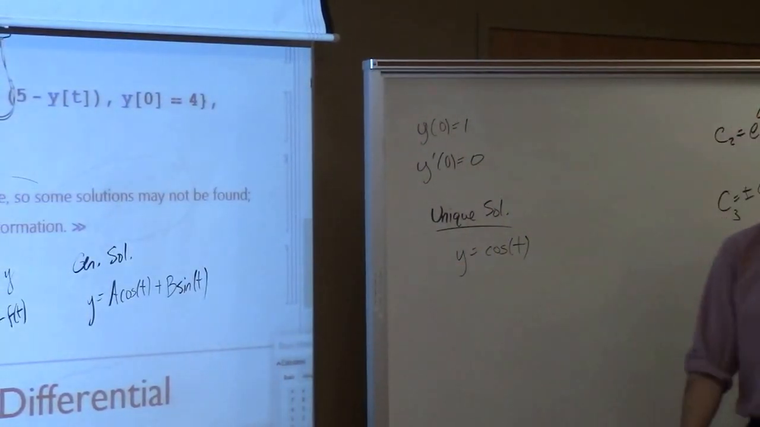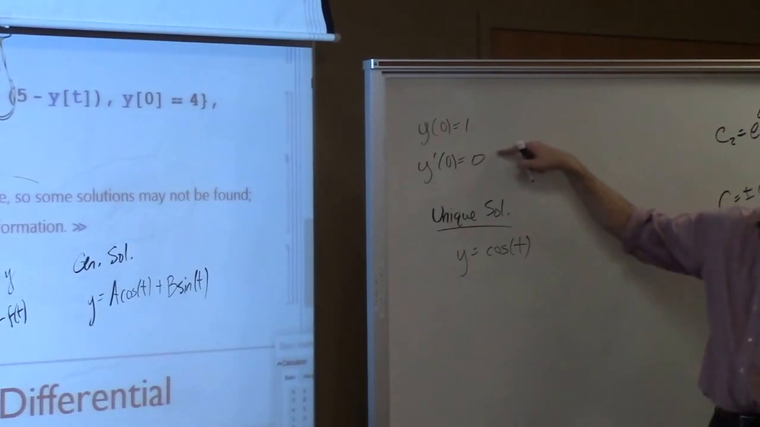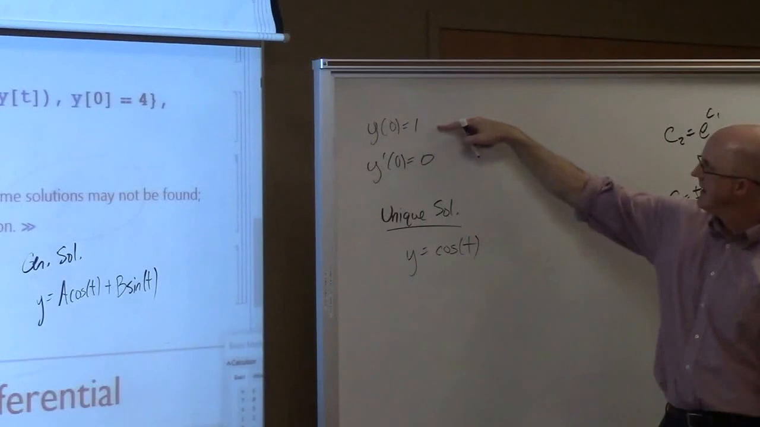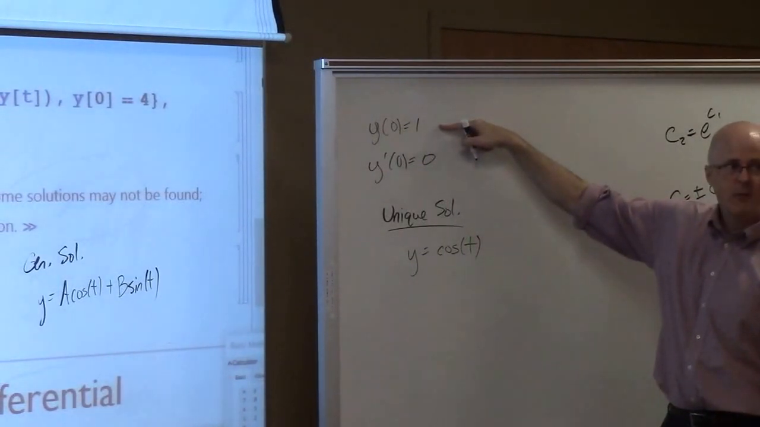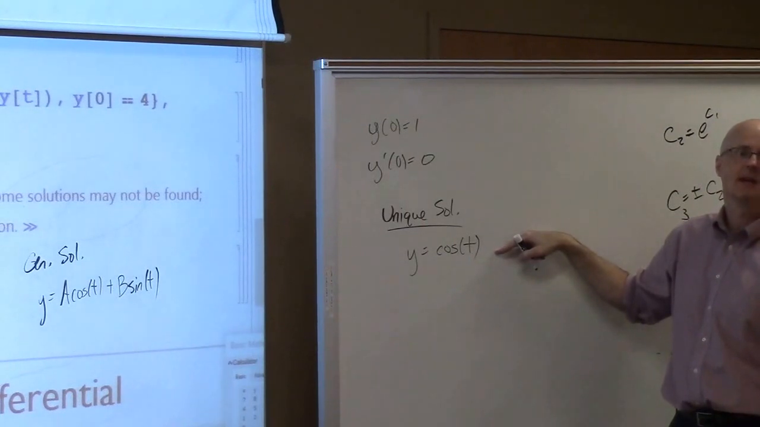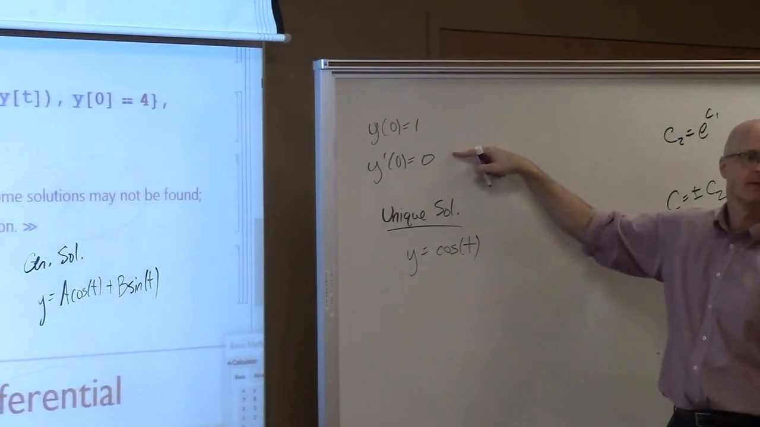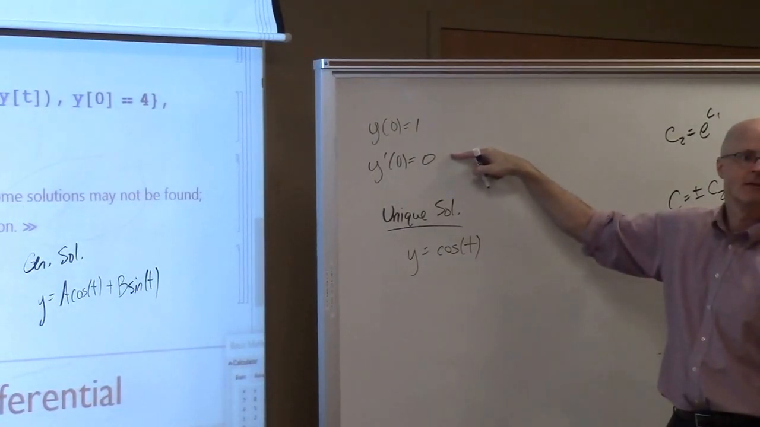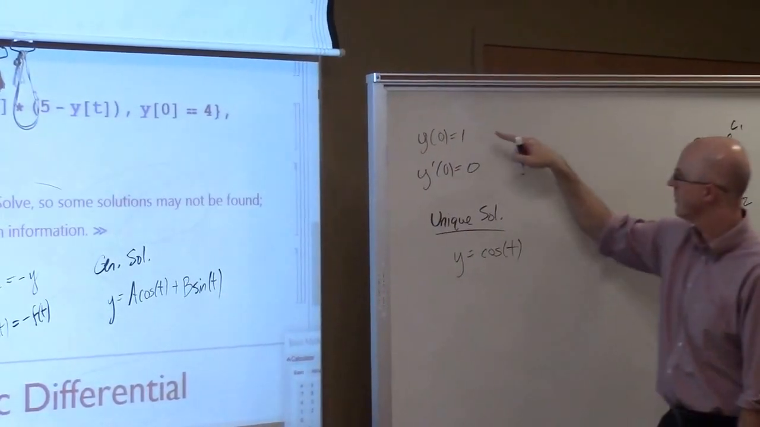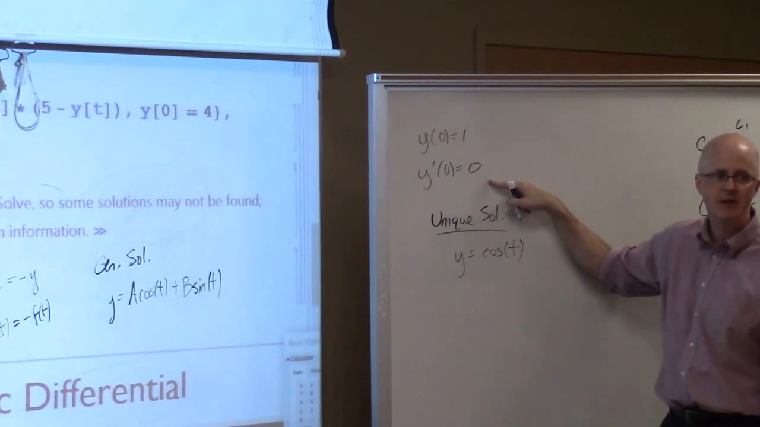A would be 1 and B would be 0 to solve these initial conditions as well. That function has an initial value of 1 when t is 0. Its derivative, negative sine of t, is 0 when t is 0. That one function solves the differential equation along with the initial conditions, that initial value problem.